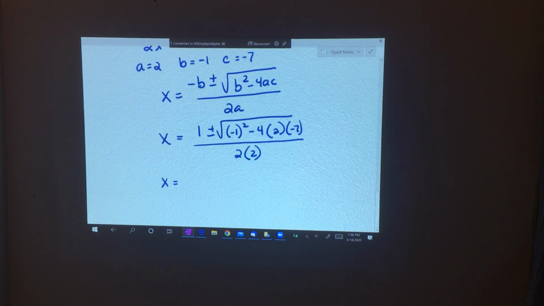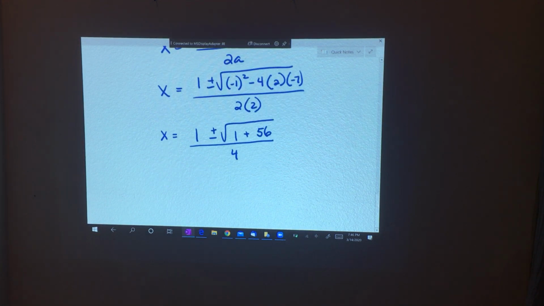Okay, so let's keep going. Looks like a mess. We're going to clean it up. All right, 1 times the square root. Now, negative 1 squared is 1. 4 times 2 is 8 times 7 is 56. And then I have a negative times a negative, which is a positive. I can shorten this over 4. See, it's getting better. So now I have 1 plus or minus the square root of 57 over 4.